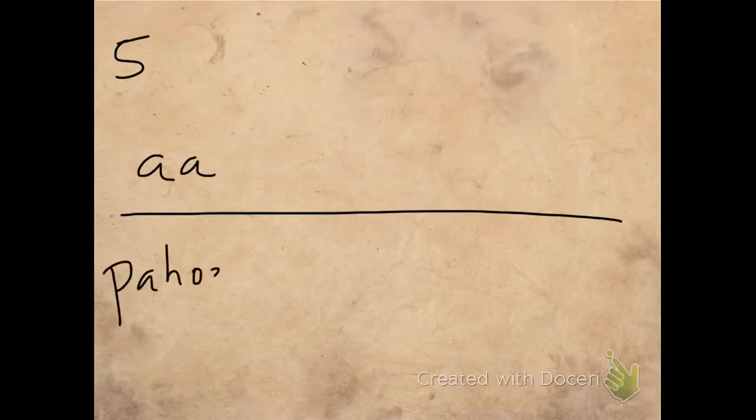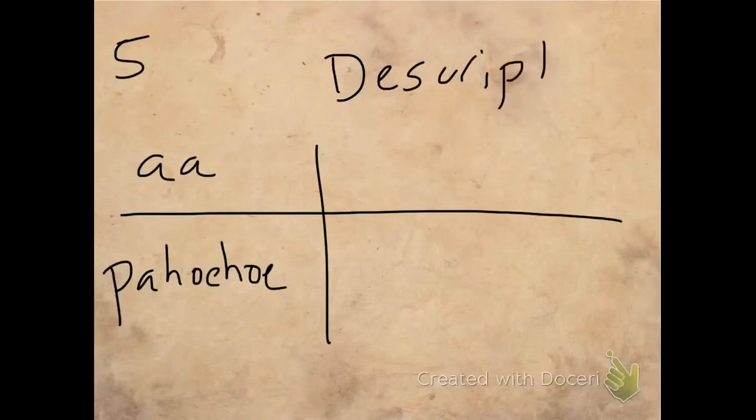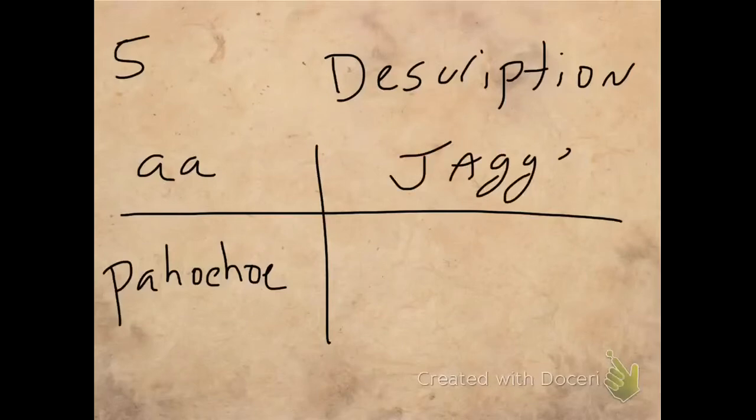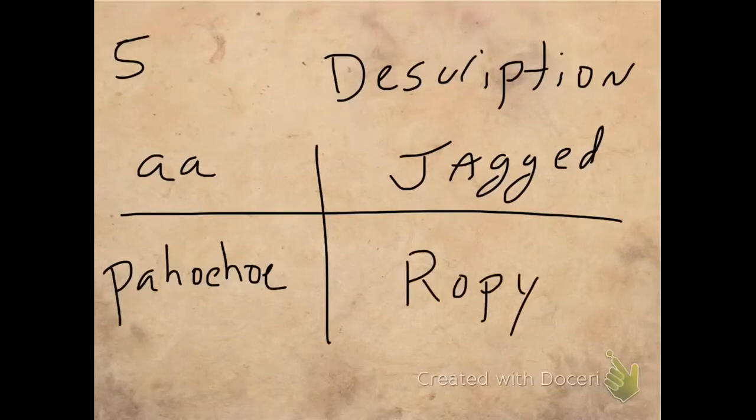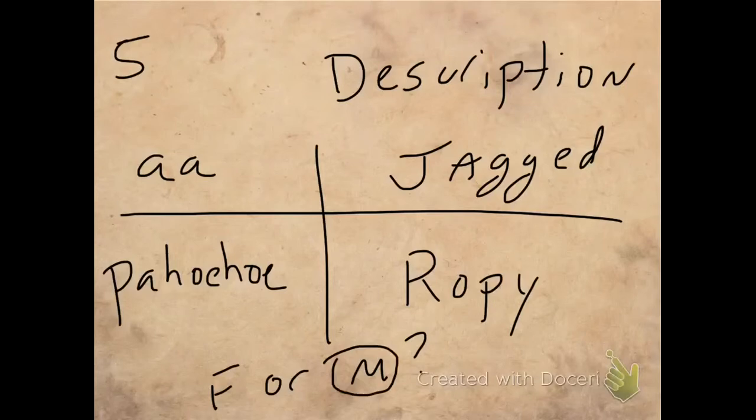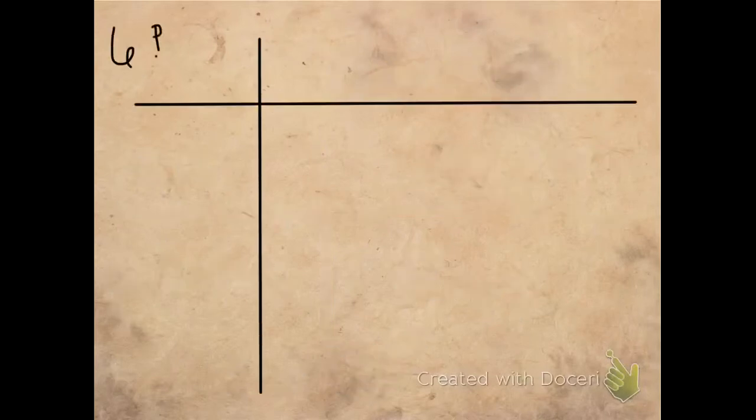Question number 5, we're now comparing the two types of lava flows, and we want to describe each. Can you describe aa lava? The word that I have down here is jagged. How would you describe pahoehoe? Okay, that is ropey. Are these felsic or mafic lavas or magmas? They are mafic, because they are basaltic, and therefore they form as basaltic lava flows.